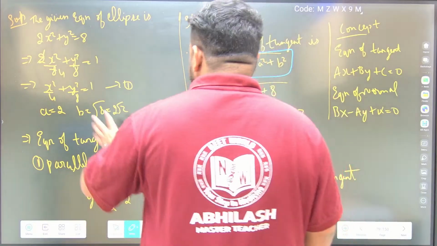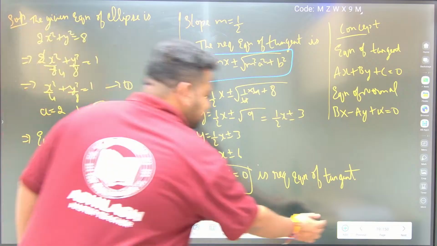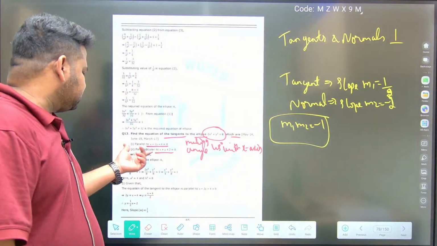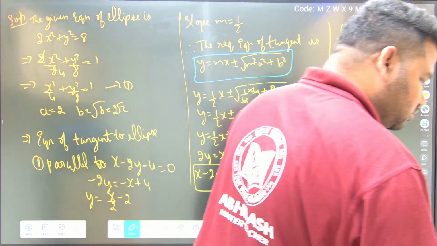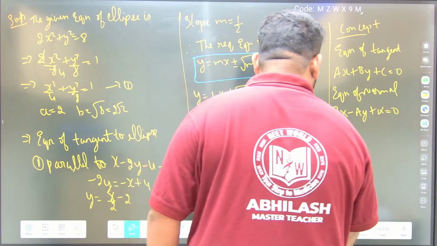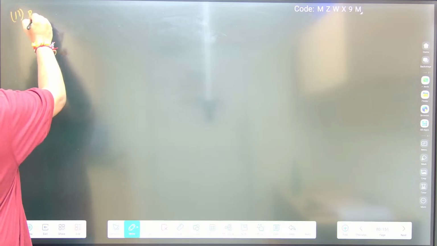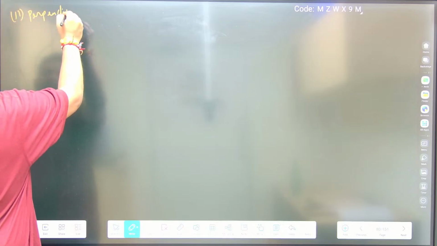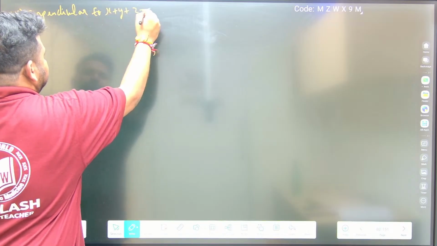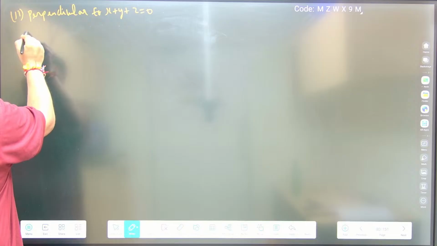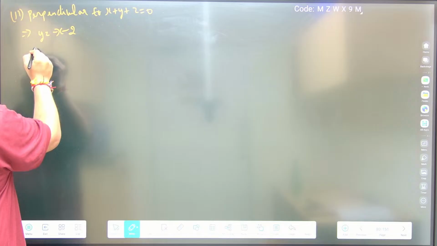The first part, parallel to this line, is done. Now the second sub question is the equation of tangent to the ellipse perpendicular to x plus y plus 2 is equal to 0, that is x plus y is equal to minus 2. Here I can write it as y is equal to minus x minus 2.